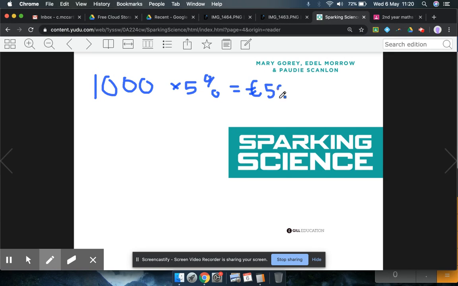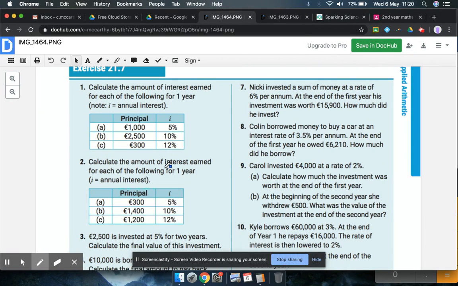You should know that when we say the word annual, we're talking about yearly interest. So that's the answer to the first one. We're just asked to work out the amount of interest.